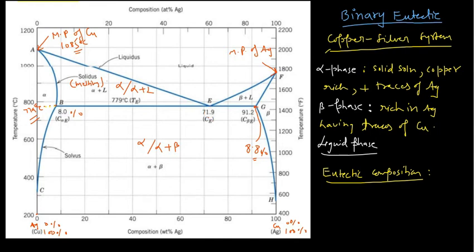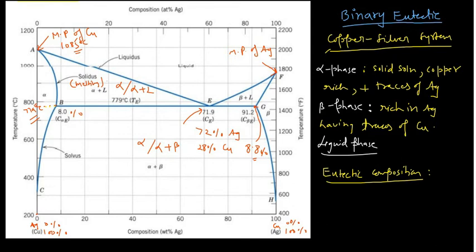So it's better to write it nearly as 72% of silver and 28% of copper. So if someone asks you what is the eutectic composition in the copper silver phase diagram, you will write that the composition is 72% of the silver and 28% copper. I hope this is clear to you. There is no problem in that.